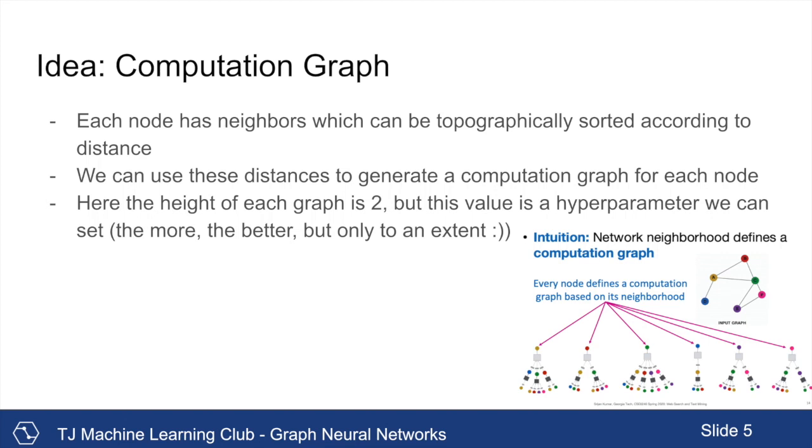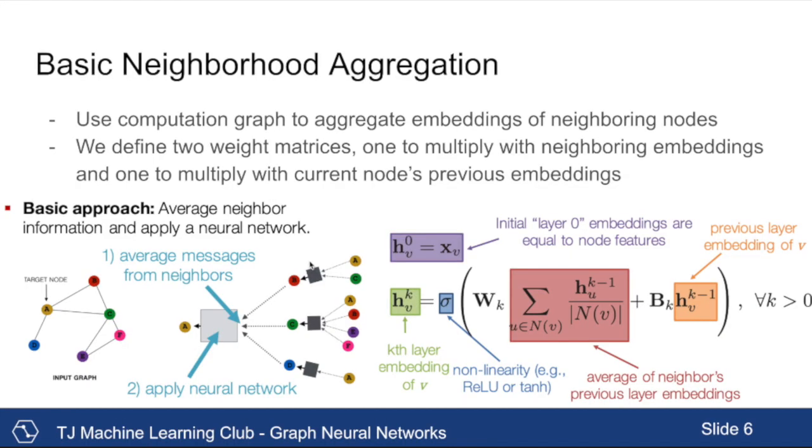We want the embedding of each node in the graph to represent the node's own information as well as all the neighborhood information. And so this idea of a computation graph is key to understanding how we do this. And so now we're going to be talking about basic neighborhood aggregation, which is the exact mechanism that we perform on the computation graphs in order to get the final embeddings.